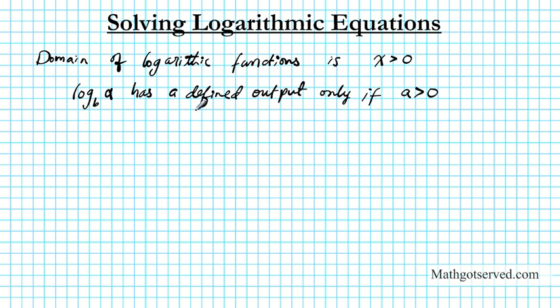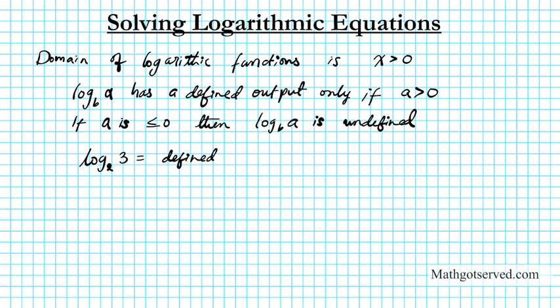Okay, so if a is less than or equal to 0, then log base b of a is undefined. All right, so let's use some concrete examples. Let's say we have log base 2 of 3. This is defined because 3 is greater than 0. But if we had log base 4 of 0, this one is undefined.